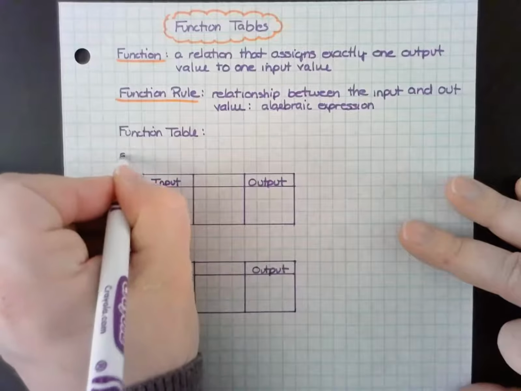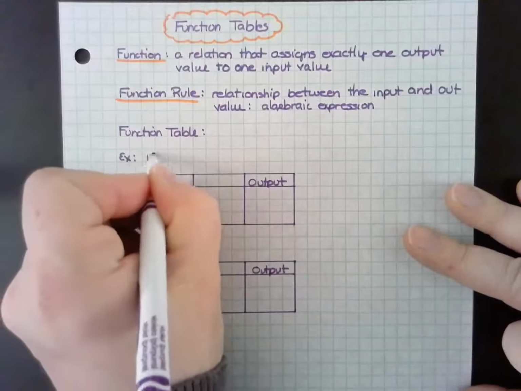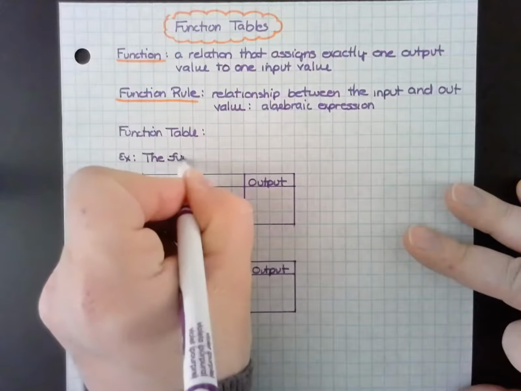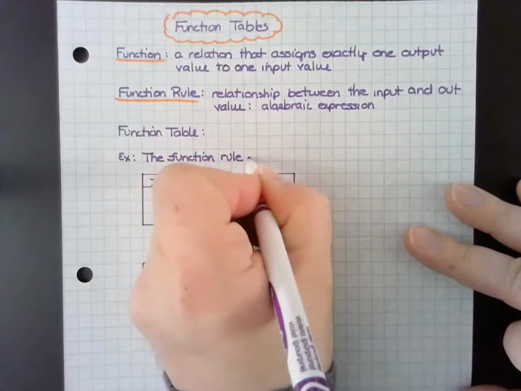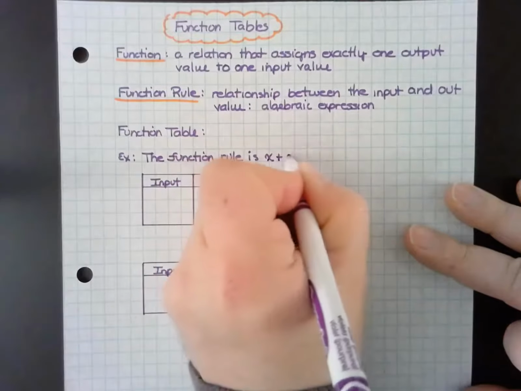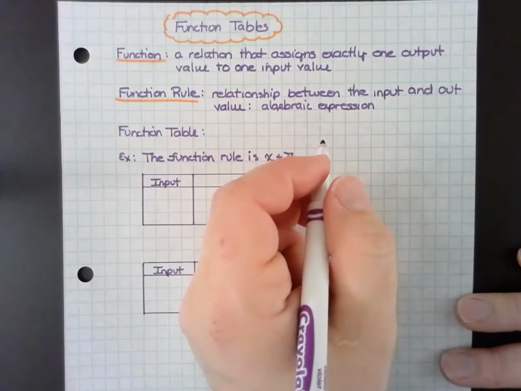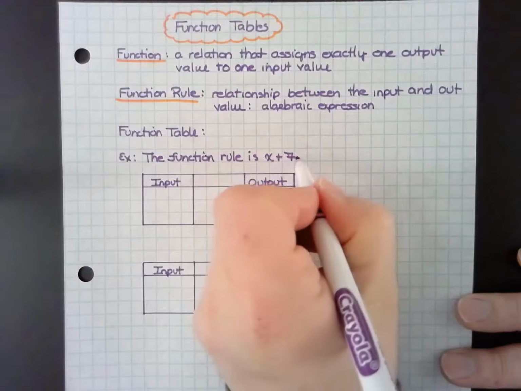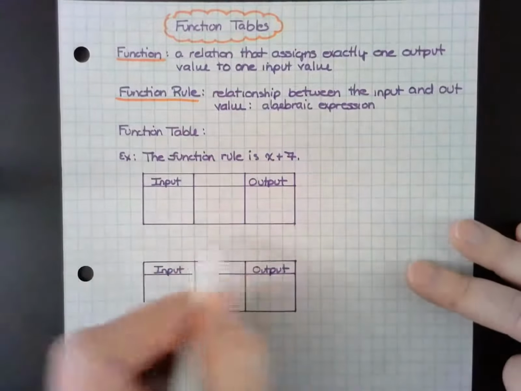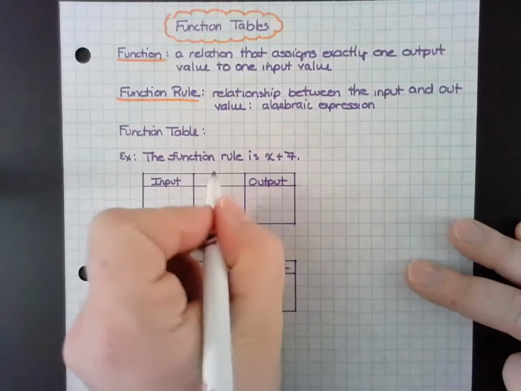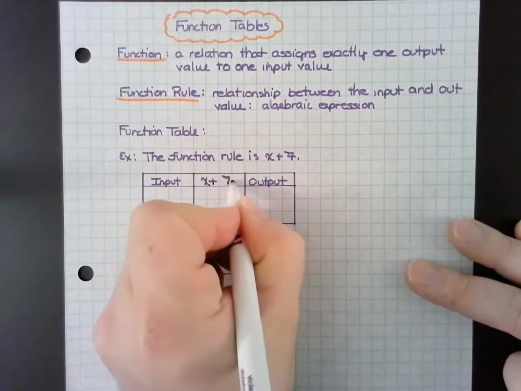So for example, if we have a function rule that is x plus 7, we need to find the outputs. And so we can create a function table that has some inputs, the function rule, and then our outputs.